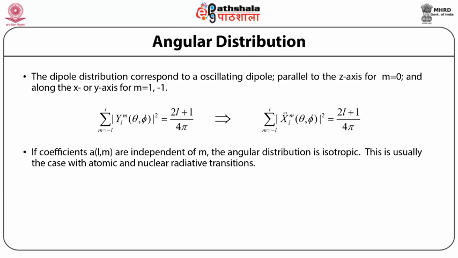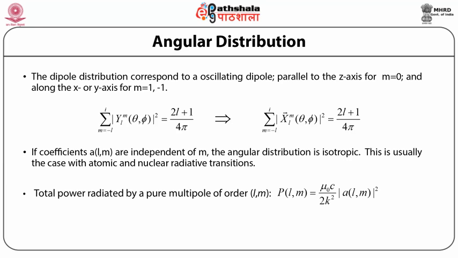This is usually the case with atomic and nuclear radiative transitions. For the total power radiated by a pure multipole of order (L,m), we have P(L,m) = (μ₀c/2k²) |a(L,m)|². This implies that P = (μ₀c/2k²) Σ_Lm [ |a_E(L,m)|² + |a_M(L,m)|² ].